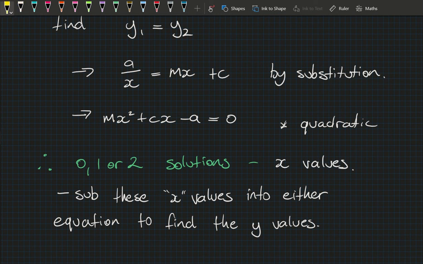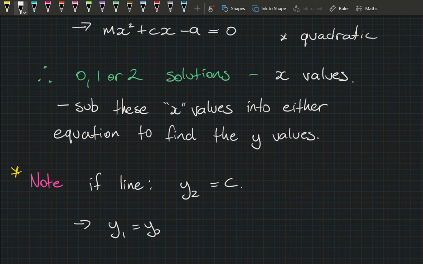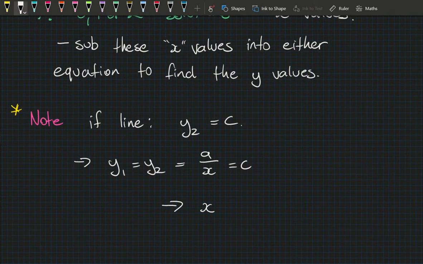But before we go on with the example, we should note that if our line was equal to just a constant c, and then when the hyperbola is equal to the line, we've then got a over x is equal to c, which when you rearrange means that x is equal to a divided by c. And if you sub that into the hyperbola, y is going to equal a divided by a over c, which is equal to c. But that's not really necessary because a line equal to a constant is just a horizontal line that's always going to have the same value, right?